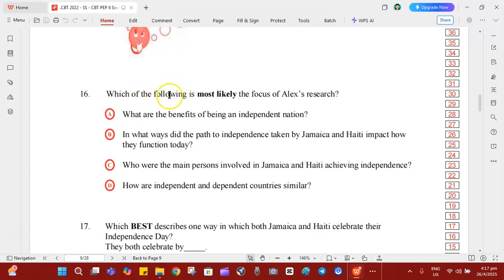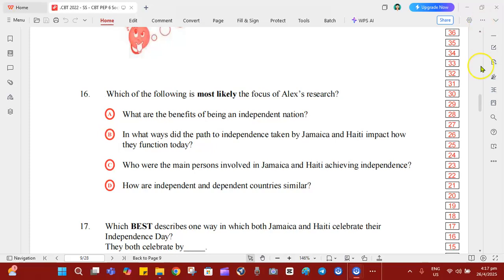16. Which of the following is most likely the focus of Alex's research? A says, what are the benefits of being an independent nation? B, in what ways did the path to independence taken by Jamaica and Haiti impact how they function today? C, who were the main persons involved in Jamaica and Haiti achieving independence? D, how are independent and dependent countries similar? And it's got to be B.